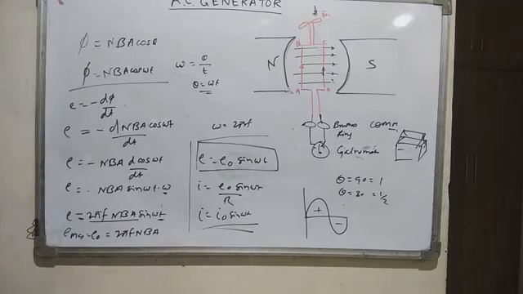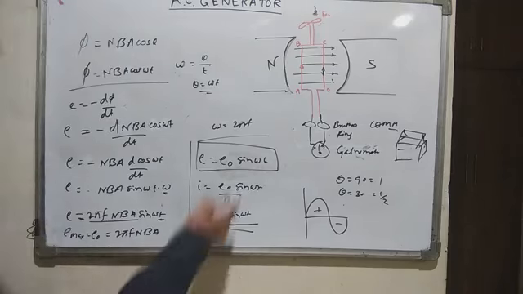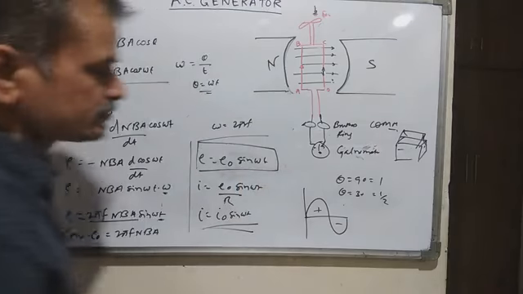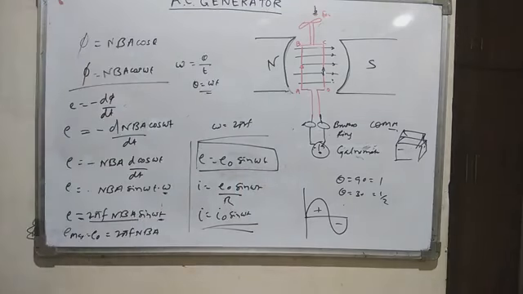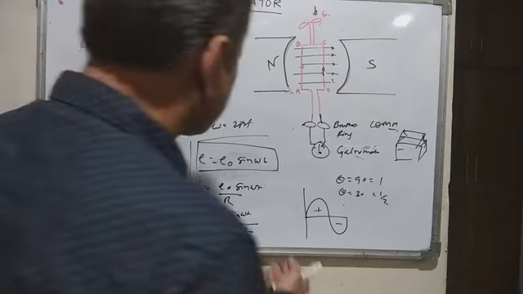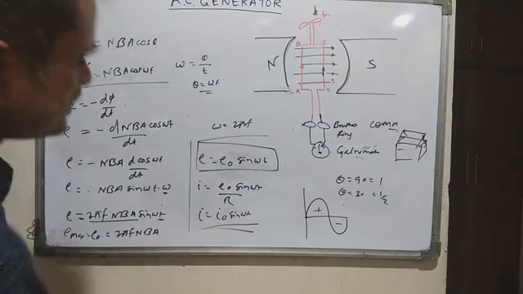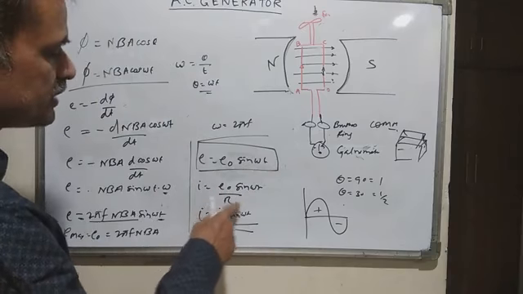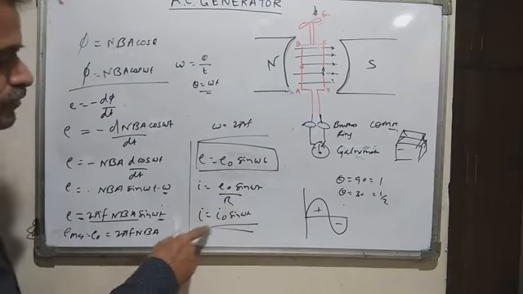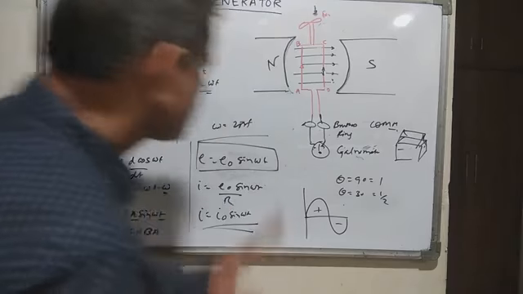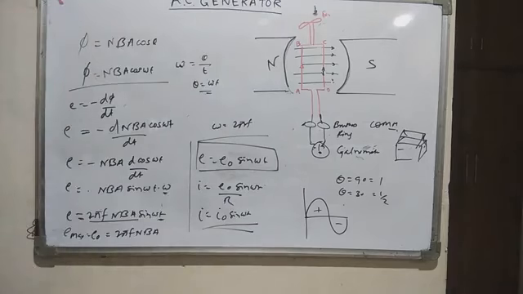Now, talking about the induced current, I have to divide this EMF by resistance. We know V equals I R, so I equals V by R. Here V is E. If I divide this equation by the resistance, E naught sin omega t is divided by R. So I have got I equals I naught sin omega t. That is the equation of induced current.